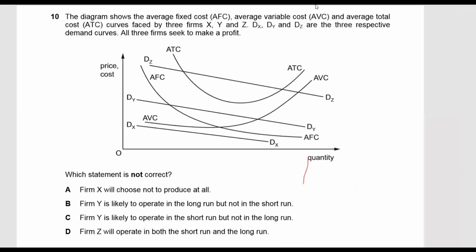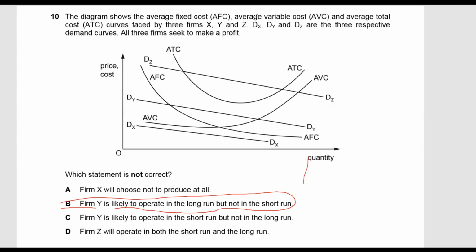Moving to question number 10, the diagram shows average fixed cost, average variable cost, average total cost curve faced by three firms X, Y, and Z. DX, DY, and DZ are three respective demand curves. All three firms seek to make a profit. Which statement is not correct? Option B is correct. In option B, it says the firm Y is likely to operate in the long run but not in the short run.